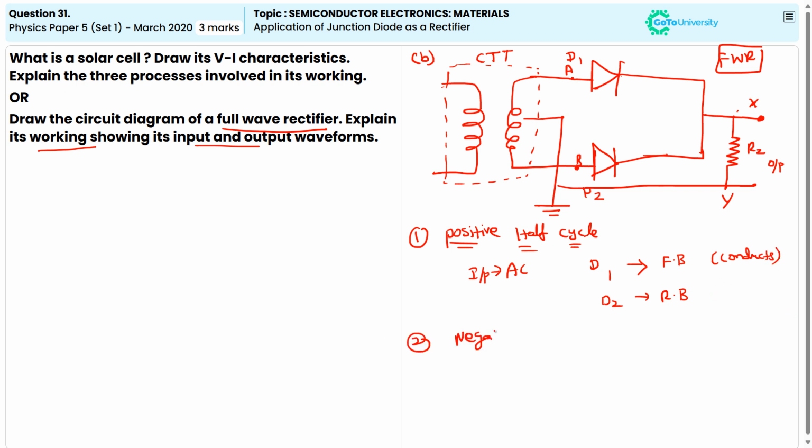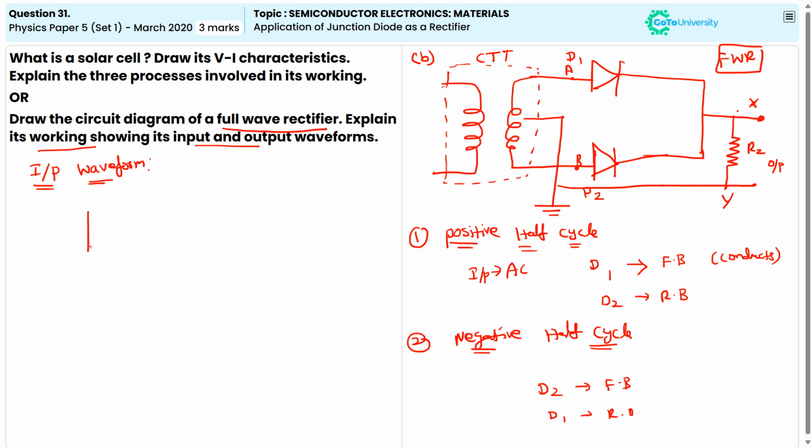Now the second one is the negative half cycle. During the next half cycle of the input AC signal, D2 is forward biased and D1 is reverse biased. Because of this center tap transformer, the current in the load flows in the same direction during both half cycles. Now let us draw the input and output waveforms. First we'll draw the input waveform, then the output waveform.